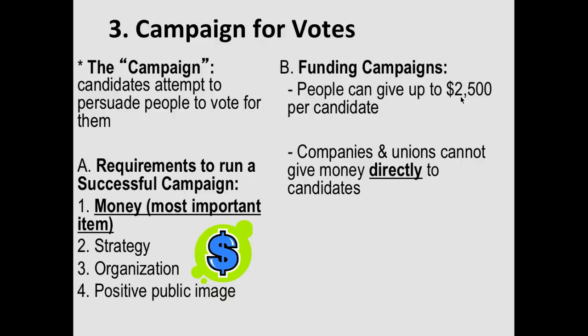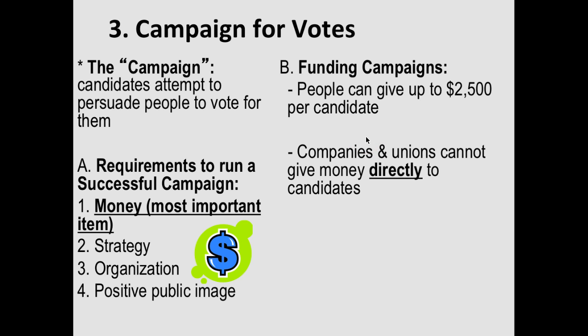Now, companies and labor unions cannot give money directly to candidates. People cannot give as much as they want to candidates. And the goal here, the government wants you to be able to donate to a candidate. That is a type of speech. Donating money is a way of showing your support.